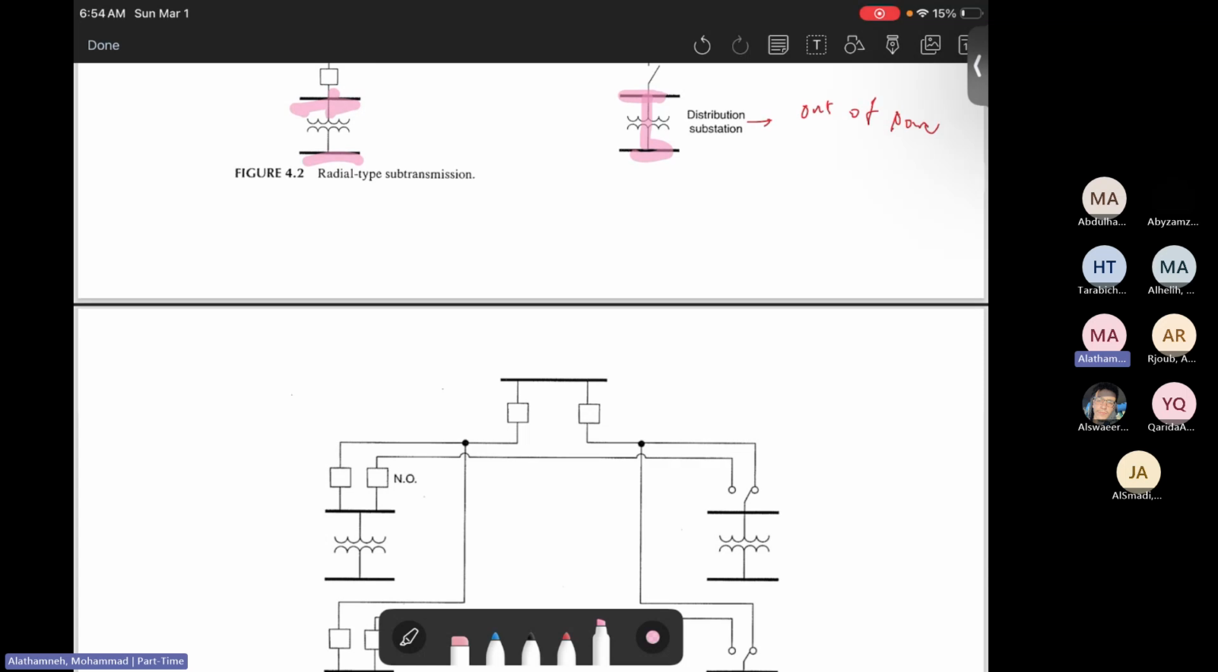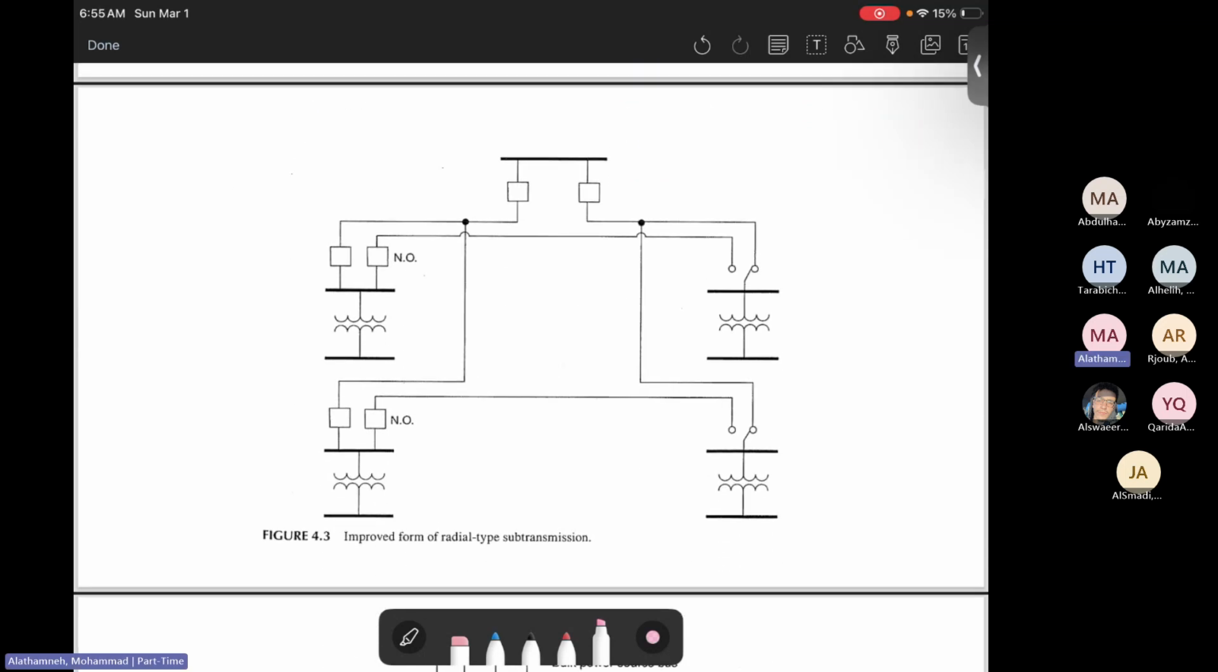Can we improve it? The answer is yes, we made some improvements to the radial subsystem by adding a selector switch here. If, for example, the power was out of service in this line, then the selector will move from here to here, and it will take the power from this line. So the power will keep flowing from this line. Then we have a backup plan by moving the selector switch from this part to this part. This is improved, but having a selector switch might not be a good idea.